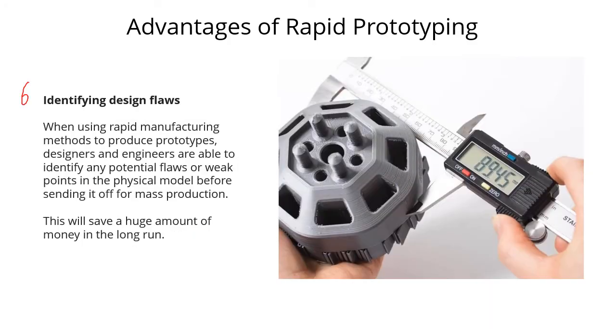This one's pretty obvious. When you use rapid manufacturing, you can produce prototypes to identify any potential flaws or weak points in the physical model before sending it off for mass production. This is a massive advantage. You know, if you use direct metal laser sintering, and I keep saying that to get it into your head a little bit, you're going to make a metal part that's very similar to the final product. And if you are able to test that and see that there are some weaknesses, you can get rid of that flaw before it is put into your final product.